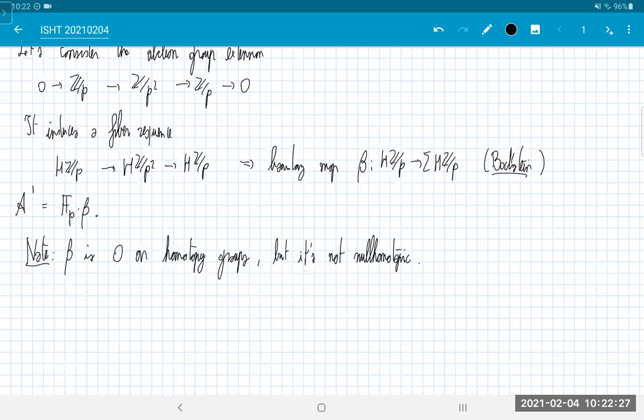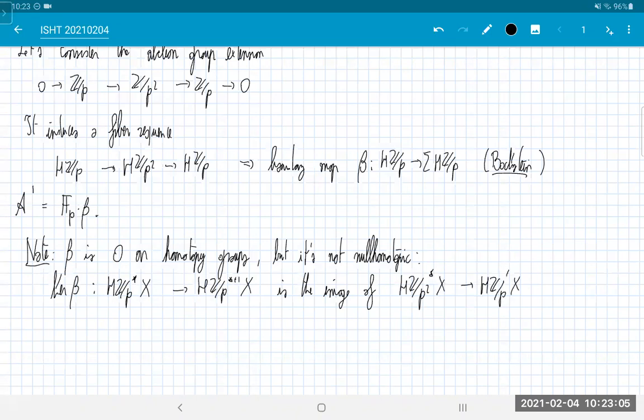And how do you show that? You need to look at the kernel of beta in cohomology: H^*(X; Z/p) to H^{*+1}(X; Z/p) has kernel equal to the image of H^*(X; Z/p^2). So it's enough to find some space X and a class here, not in the image of here, and then the image cannot be everything.